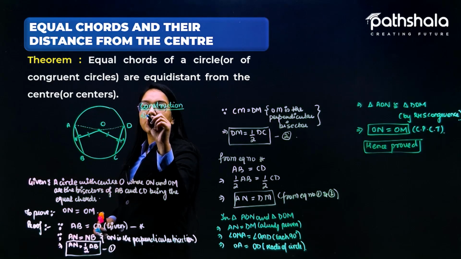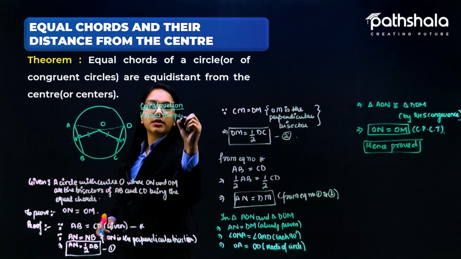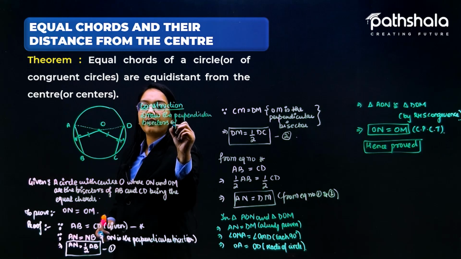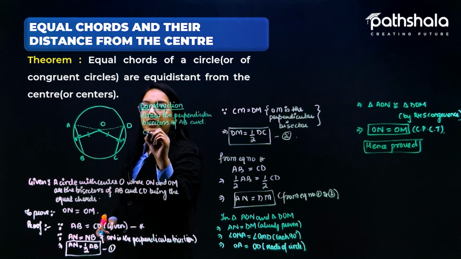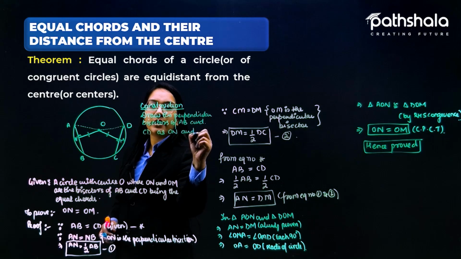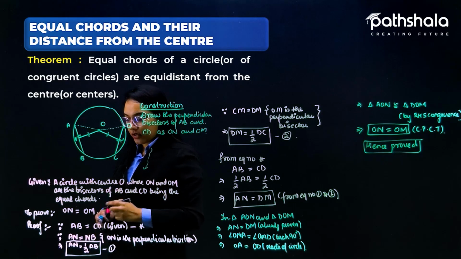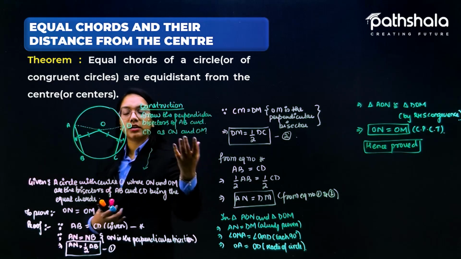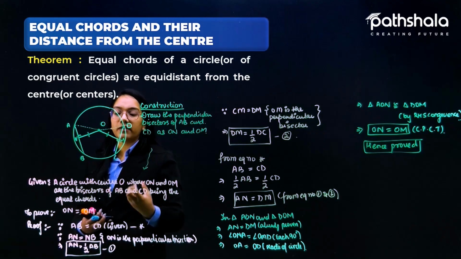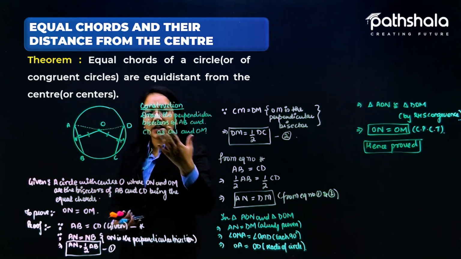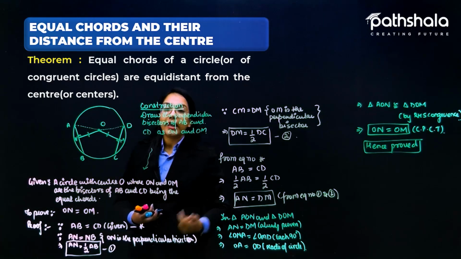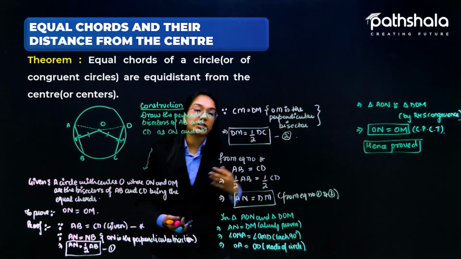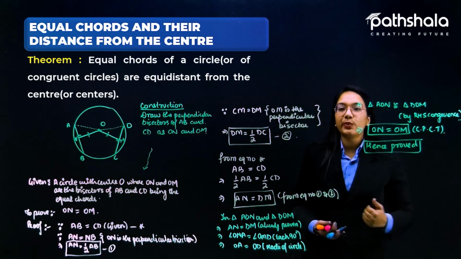I have taken the construction as: draw the perpendicular bisectors of AB and CD as ON and OM. That's why I have taken this in the given condition. You can also form it as a different construction part. You can take the given condition as just the circle with the center O, and under the construction, draw the perpendicular bisector of AB and CD as ON and OM. Then you can proceed further. So this is all about this theorem, which says that equal chords of a circle are equidistant from the center.